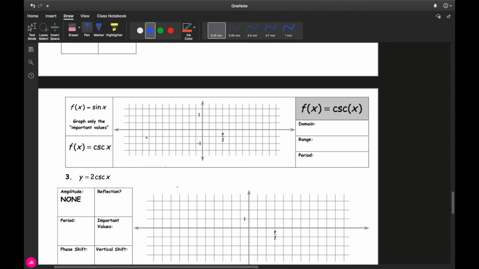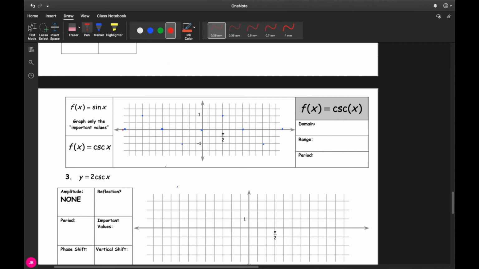Okay, now let's go ahead and look at cosecant. So cosecant is going to be very similar to secant, but instead of using cosine, we're going to be using sine. So your first step is going to be to plot sine. And once you really understand what you're doing, you don't even have to plot the graph, but rather you can just use, like it said, the important values. So these dots are the only thing that I'm going to plot from sine, right?